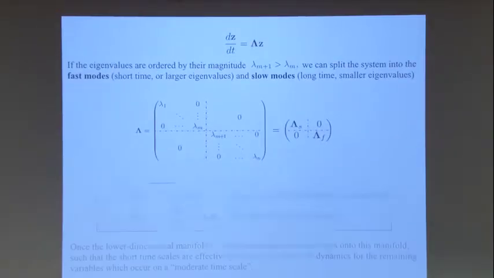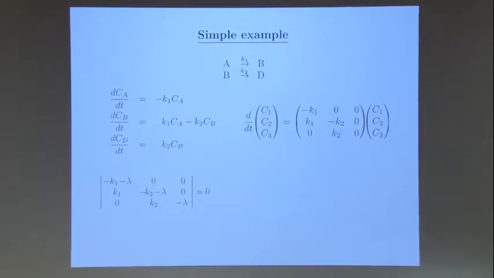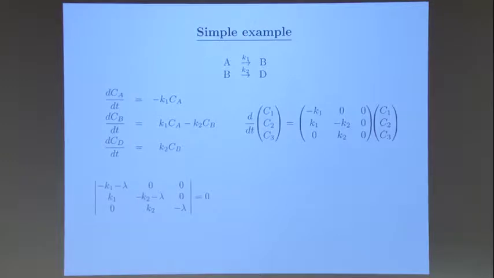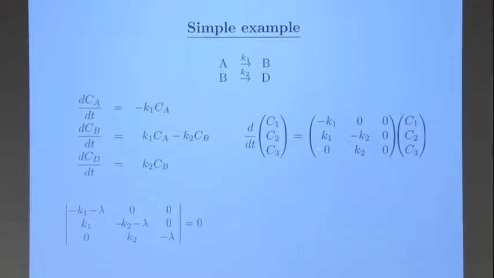that's how you can build them. But of course, what you're interested in is to reduce the system to one manifold that describes most of the kinetics, and then the slow equation describes the rest. So here is an example of a 3x3 system, which corresponds to a reaction A goes to B and B goes to D. If you write the rates, it's simply those three equations. Clearly B is produced and consumed, so it appears here. And if you write it in a matrix, that's the matrix of the coefficients. You see all the coefficients.